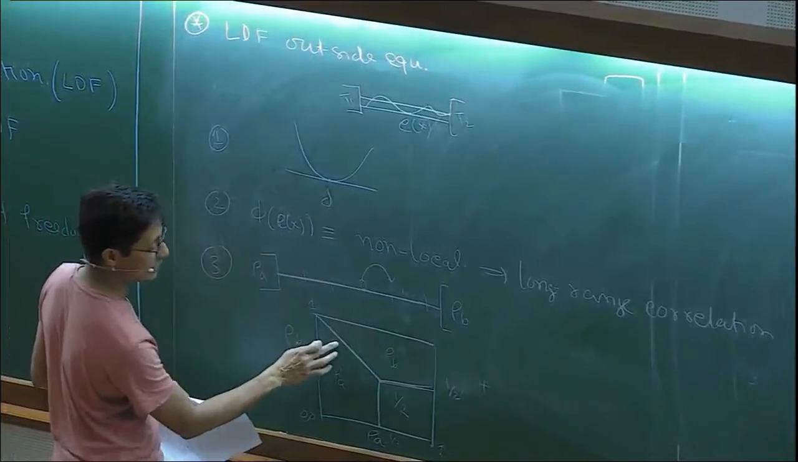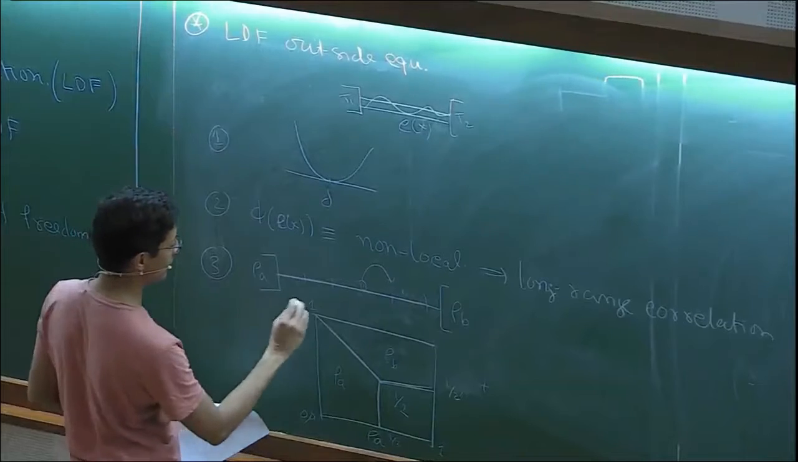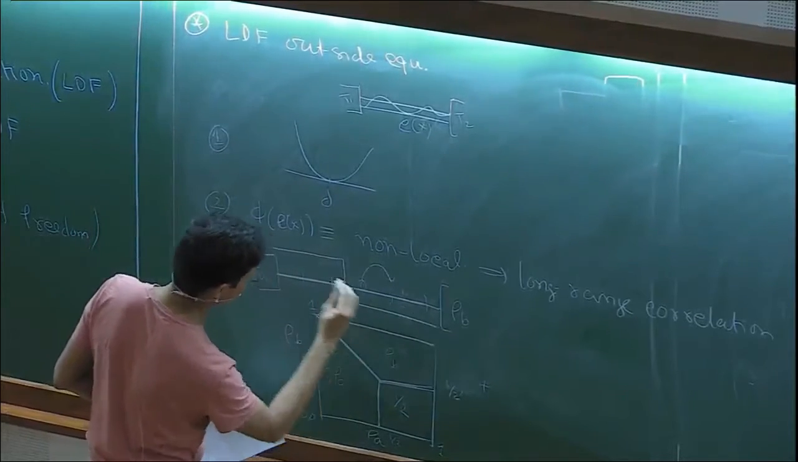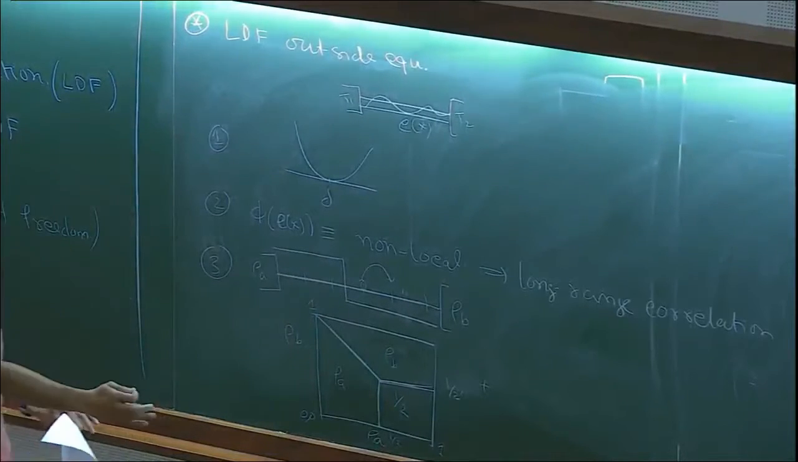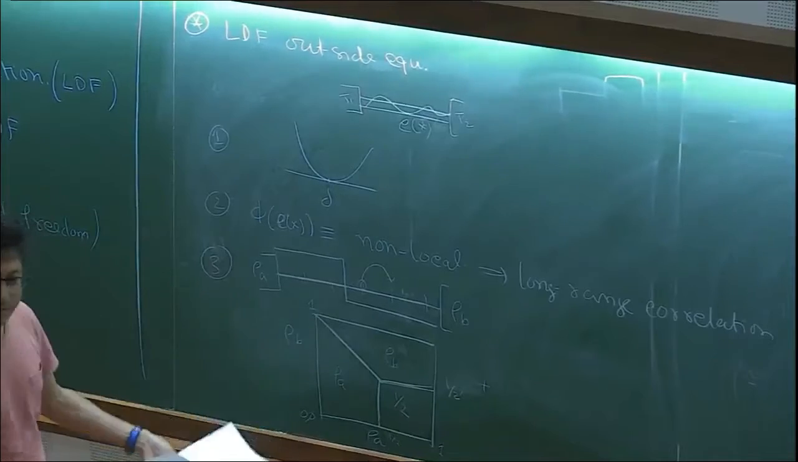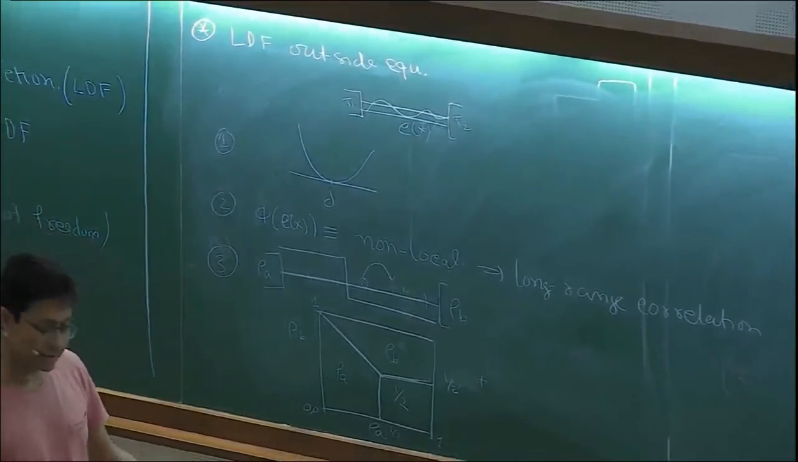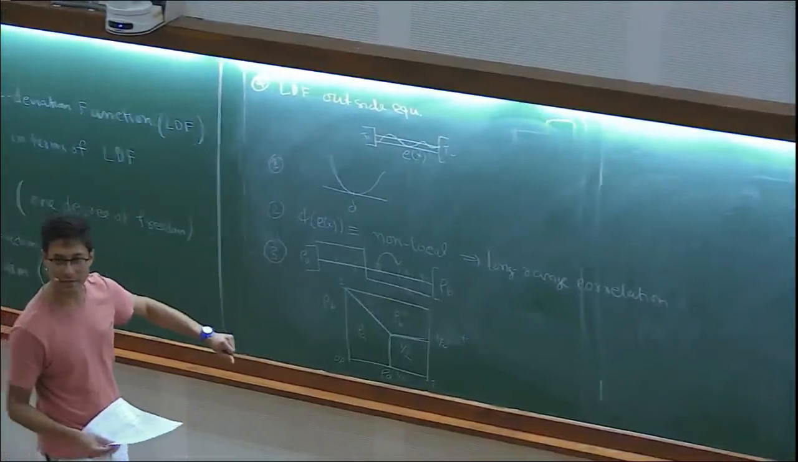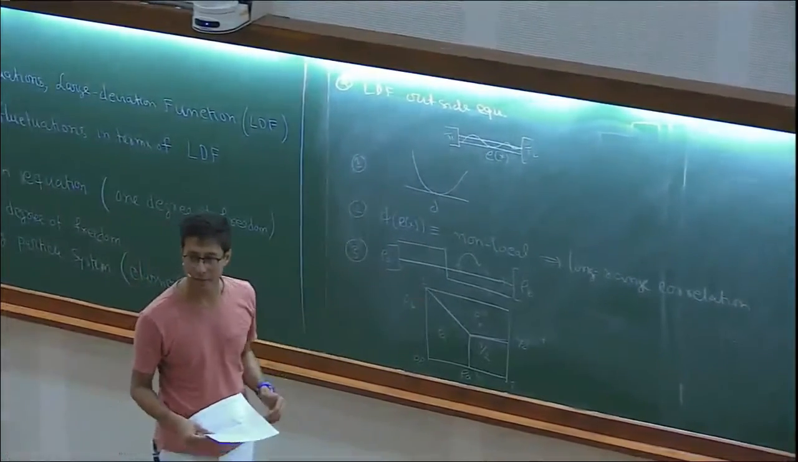So here what happens is that there are shock profiles. It turns out that along the line, there is a shock phase. The density on the left is rho A, and the density on the right is rho B. For this system, Bernard Derrida, Joel Lebowitz, and Eugene Speer have calculated the exact large deviation function of the density profile.